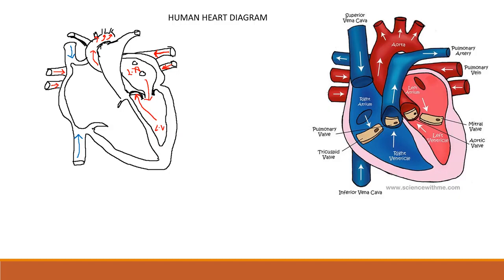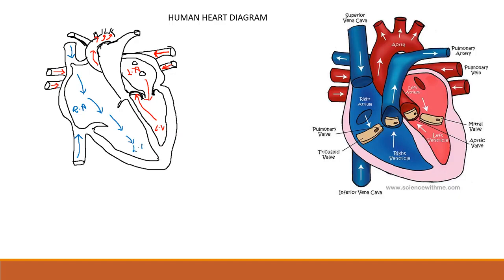And from there, if you see, it will enter into the right atrium. This is deoxygenated blood. I'll write here RA, right atrium. The blood is coming to the right atrium, right? And there is a tricuspid valve here. Blood will come down to the right ventricle.